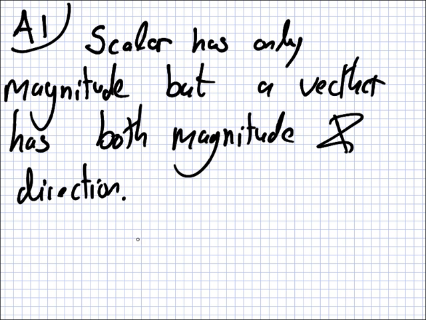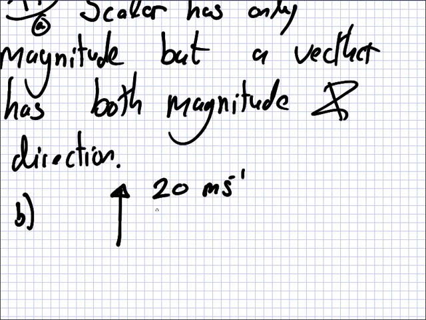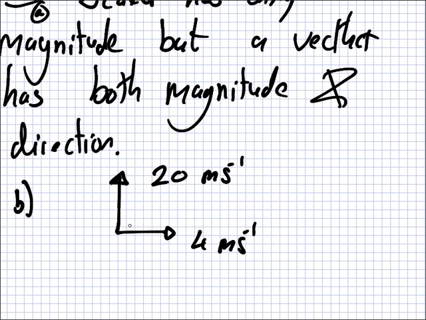Right, what's next? This is B. The ship is pointing due north, and has a speed relative to water of 20 meters per second. The water itself is moving from west to east at 4 meters per second due to the tide. Sketch a vector addition diagram to show the resulting velocity of the ship. Right, so the ship will head this way.